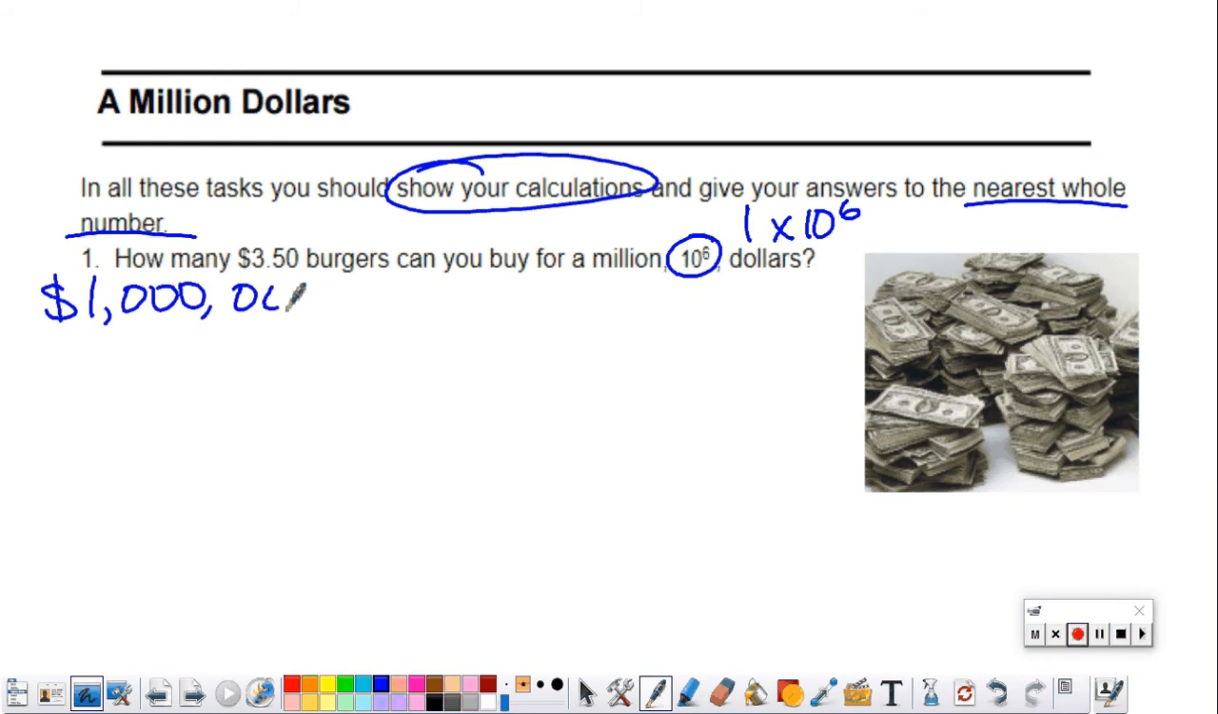Put the commas in the correct place. And where does the decimal naturally fall in 1 million? At the very end. Okay, so that tells us we're going to have this exponent right here, to the 6th power, tells us we are going to have to move how many place values? 6. And do we move 6 place values? Yes, so it matches. We're good. All right, so how many $3.50 burgers can you buy for $1 million? What do you think we're going to do?